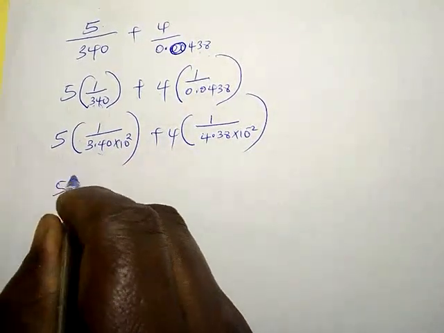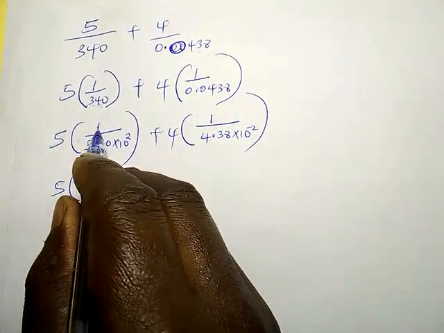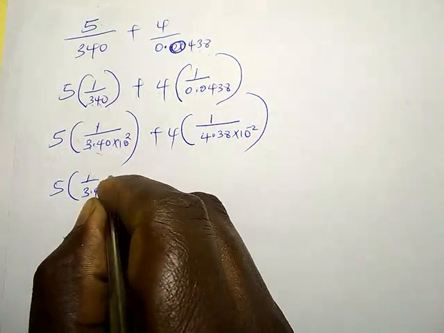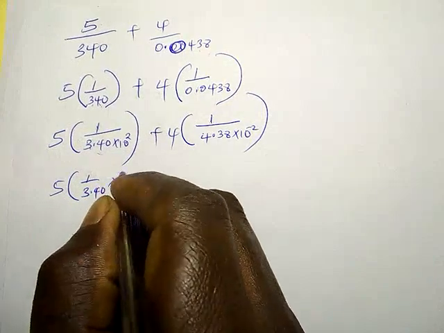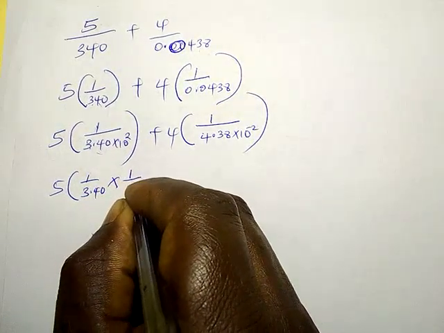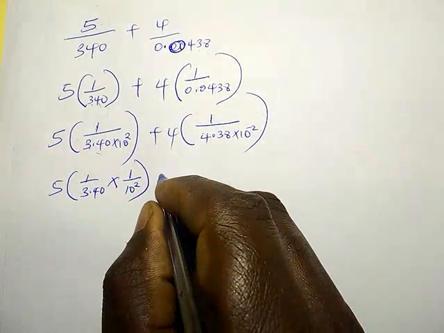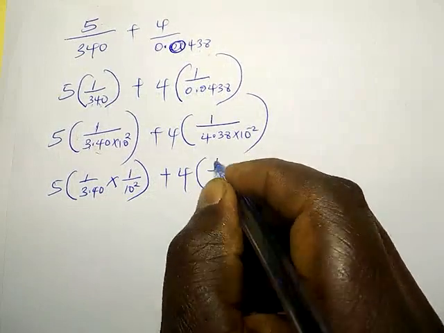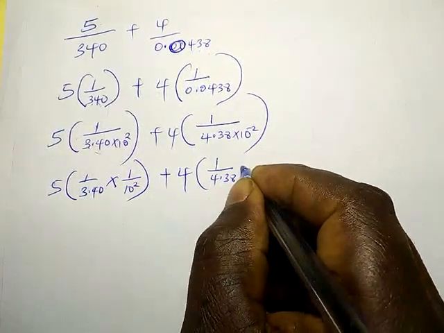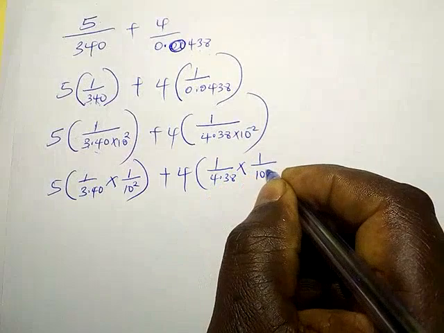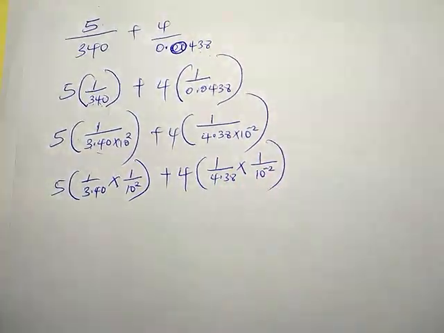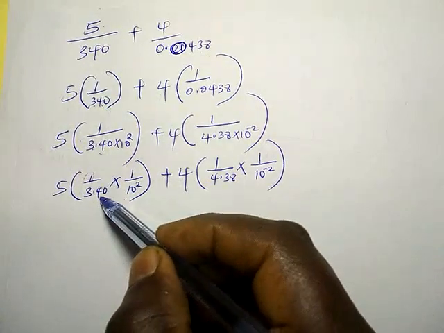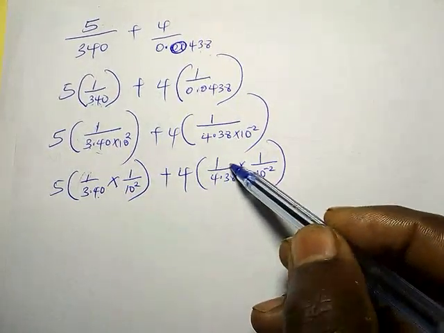The next step, you should understand what this means. This means that 5 into 1 over this and 1 over this. So it means 1 over 3.40 times 1 over 10 raised to power 2 plus 4 into 1 over 4.38 times 1 over 10 raised to power negative 2. So once you are here, you get this one, the reciprocal from the table directly. You get the reciprocal from the table.